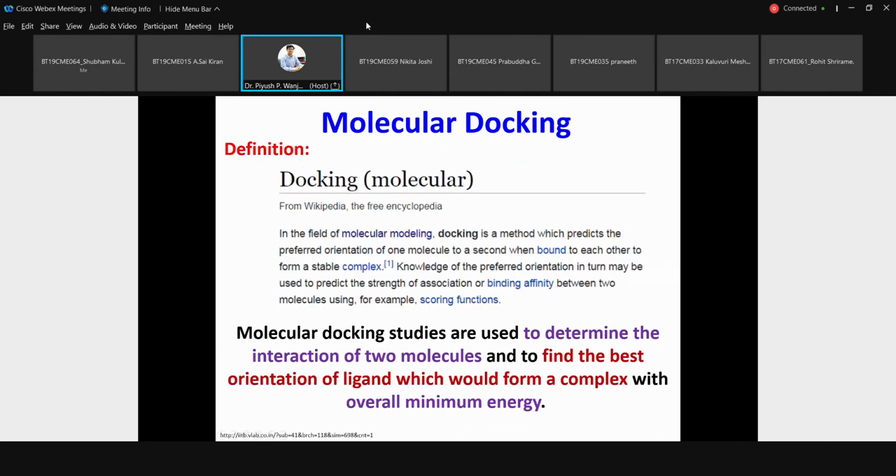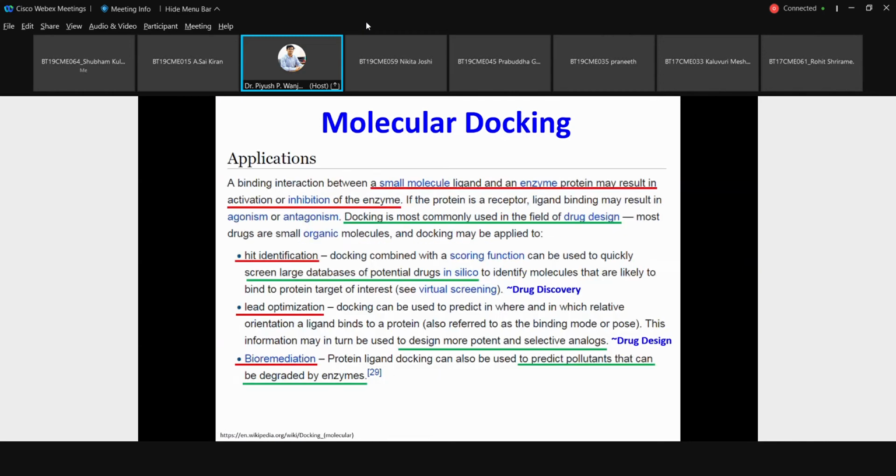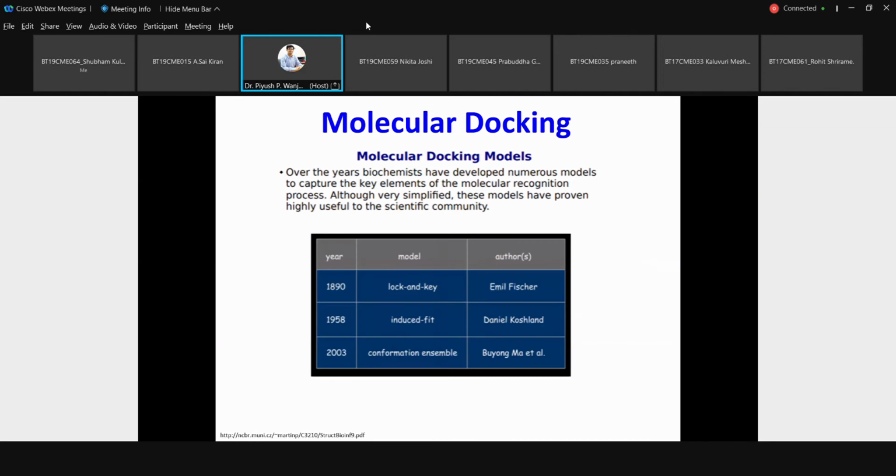Last time I talked about different things, especially docking, exactly what we mean by that. We defined docking as wanting to determine the interaction of two molecules and find out the best orientation of the ligand that will form a complex with minimum energy of the complex. So we are talking about these different theories. You can consider the lock and key theory, induced fit theory, and conformational ensemble theory.